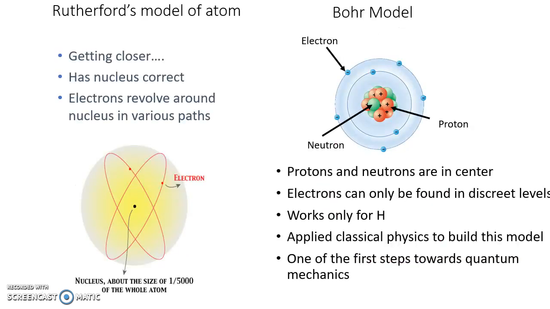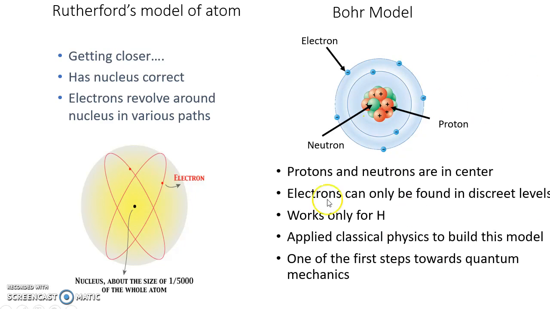And if you remember from Chapter 2, Rutherford, the gold foil experiment determined there was protons and neutrons in the nucleus. His model really determined a little bit more about correct locations of the atomic model. So he had the nucleus correct. He knew that there was protons and neutrons inside. And he determined that electrons revolve around the nucleus, but still more in a cloud kind of model.